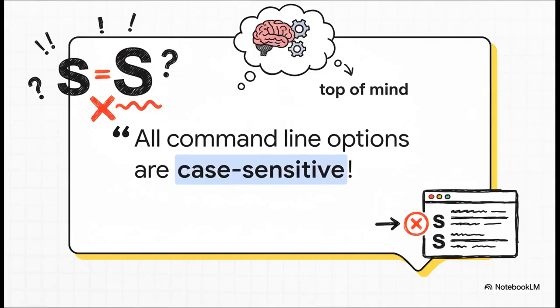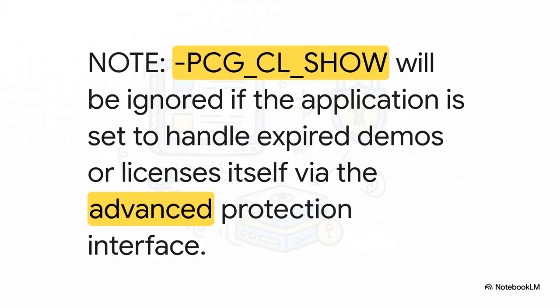Now hold on. Before we go any further, this is absolutely critical to remember. All of these command line options are case sensitive. A lowercase s is not the same as an uppercase S, okay? Getting this wrong is a super common mistake, so just burn this into your memory. Now there's one major exception to the pcg_cl_show command. If you've set up your application to handle its own license management, through the advanced protection interface, then this command gets ignored. Basically, the application's own internal logic gets priority.